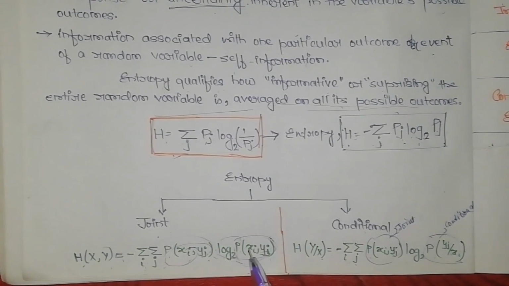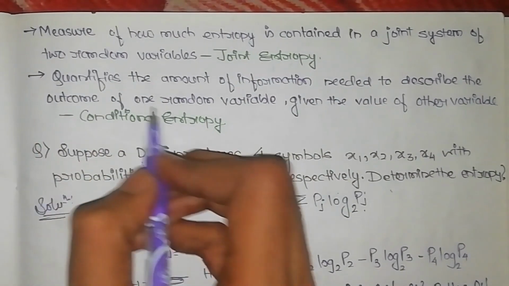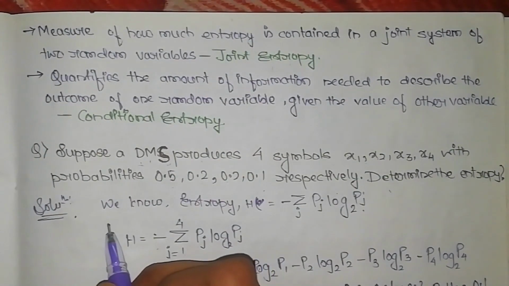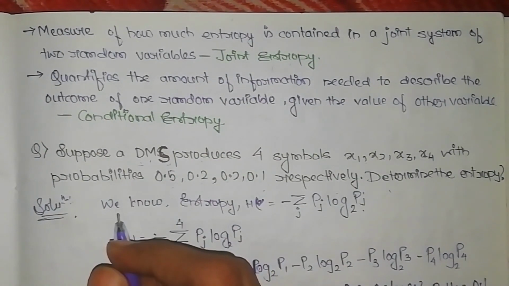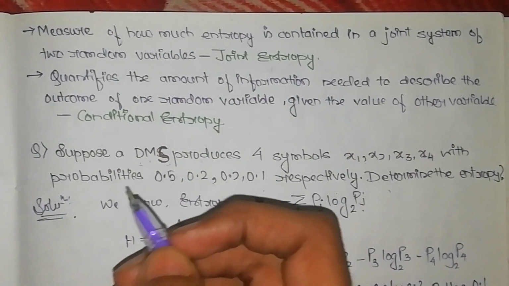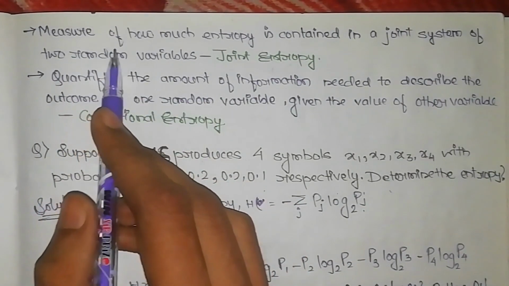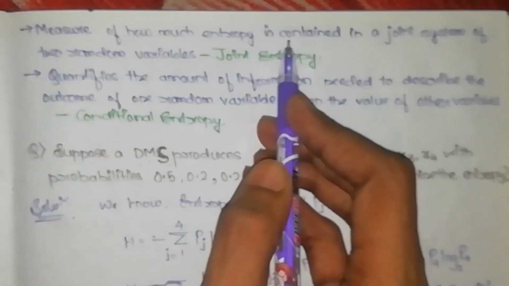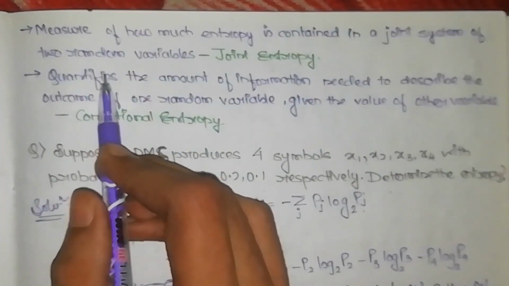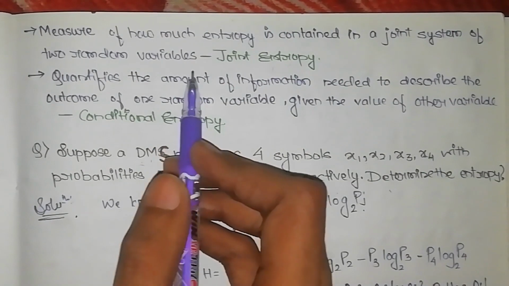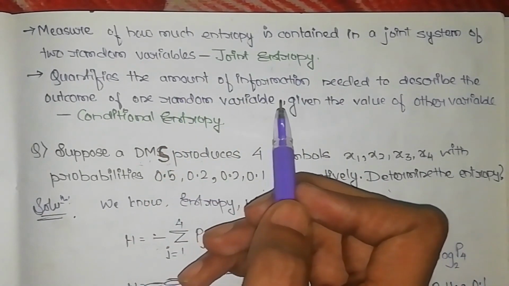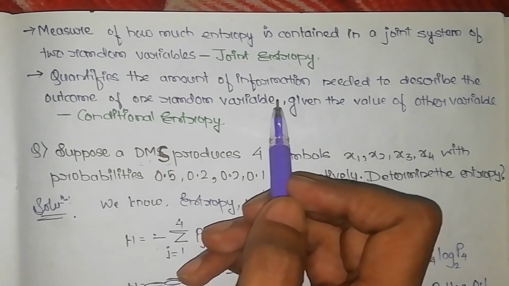Here it is the joint probability, so it is for joint entropy, and here it is the conditional probability, so it is conditional entropy. Now how can we define both these types of entropy? We can simply define them as this. Joint entropy is the measure of how much entropy is contained in a joint system of the two. It is nothing but the amount of entropy which is contained in the joint system of the random variables.